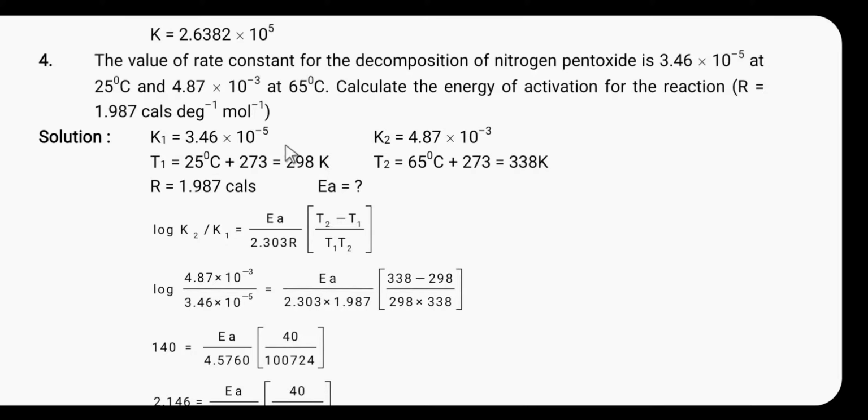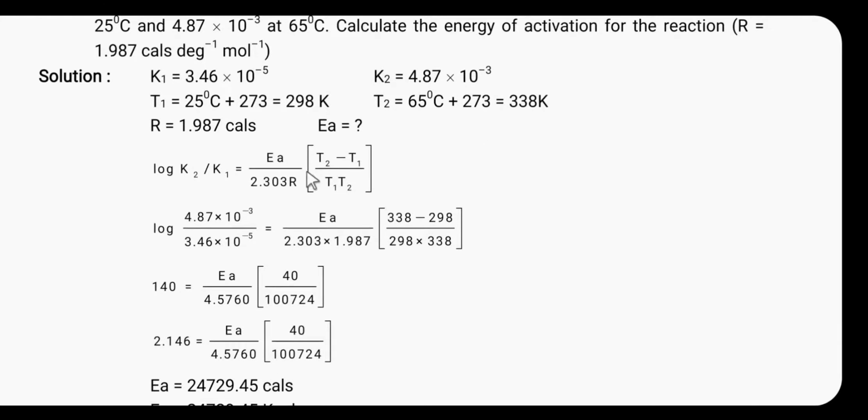So, friends, again in the problem T1 and T2 are given. T1 is 25 degrees Celsius, T2 is 65 degrees Celsius. By adding 273, convert degrees Celsius into Kelvin. Then k1 and k2 are given, R is also given, and we have to find the energy of activation. Directly we can substitute all the values of k1, k2, T1, T2 as well as R in this expression, and here we can determine the energy of activation.